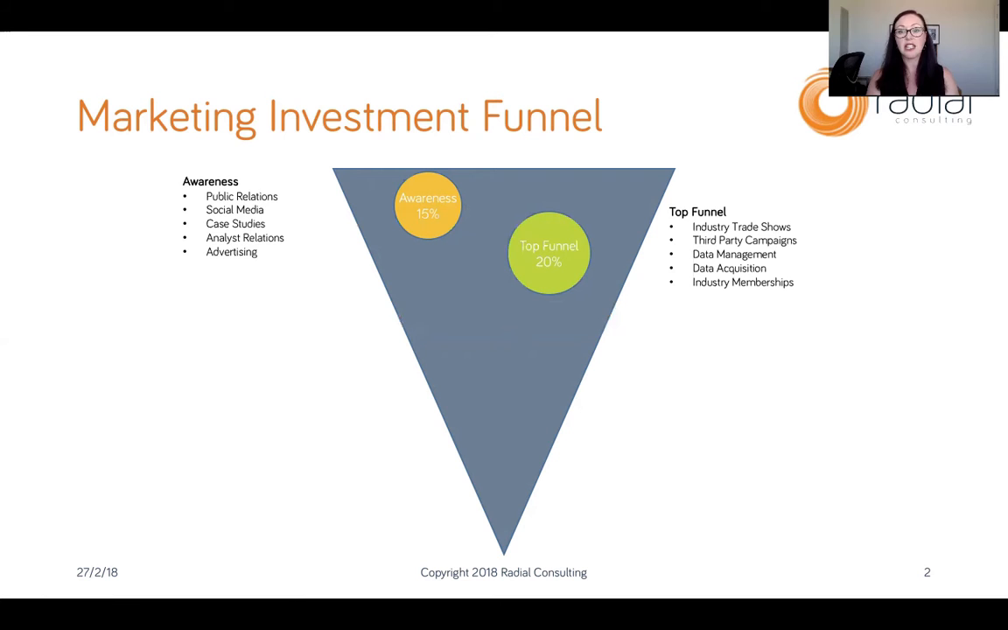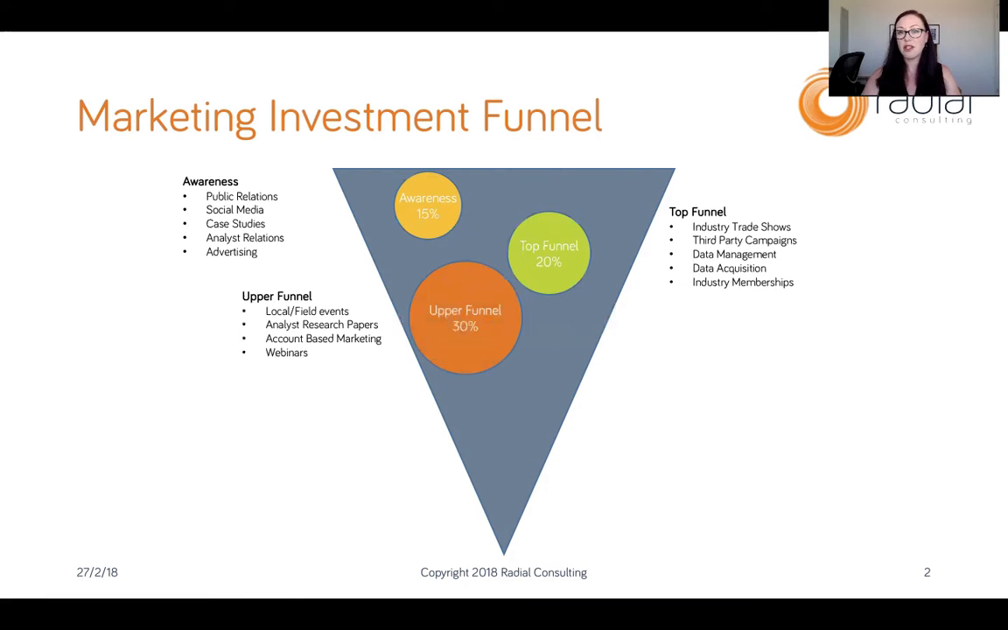I also put in here industry memberships. This is a lot more on the networking side of things for your business. So 20% is what I would say to put into this top funnel. And obviously, you'll probably see that part of it is actual lead generating components. The data management, the data acquisition, and possibly even the industry memberships may not actually return a dollar figure or a number of customers to you, but it's about investing into your business. So I'll go more into that in a moment.